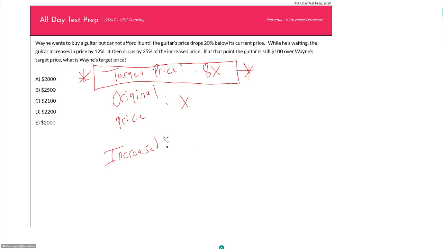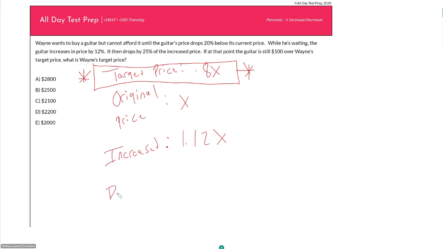We have to know what each of those translations represent. And so that is where your labeling comes into effect. So our increased price is 12% of our original, or a 12% increase over our original. And so that should be 1.12x, then drops by 25% of the increased price.